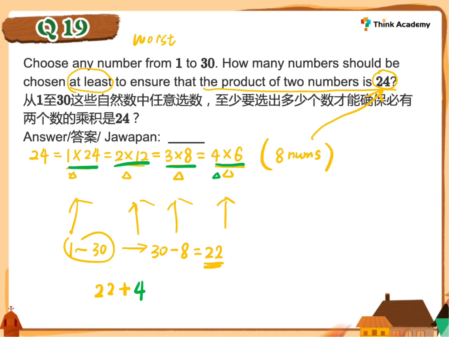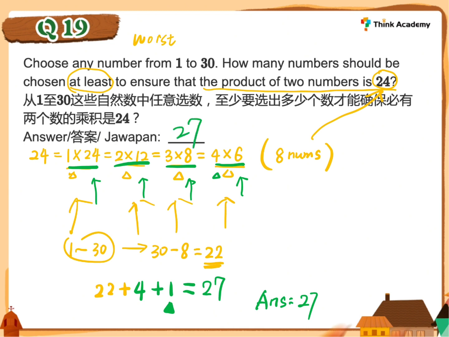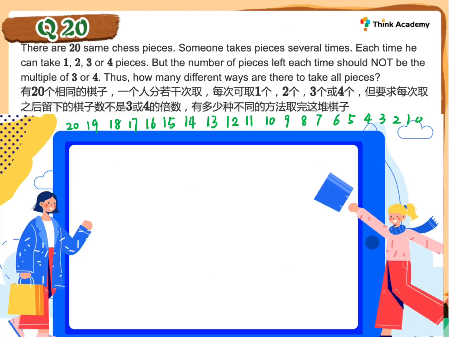2 numbers, which are the product of 24. But as long as you choose another one, this one must be in this pair or this pair or this pair or this pair, right? So you must satisfy the condition. So it will be 27. At least you need to pick up 27 numbers. Then you must get two numbers whose product is 24. Okay, this is about the worst scenario. That's all. See you in the next question. Okay, bye.